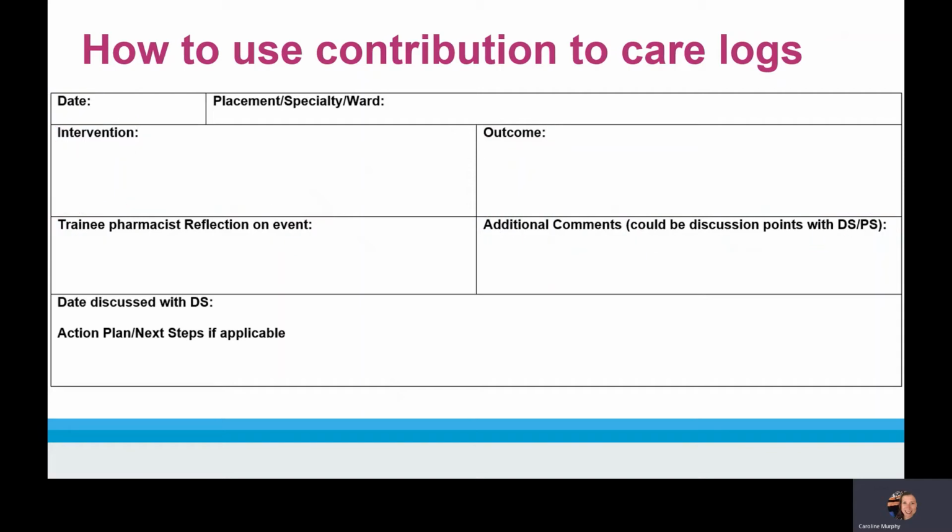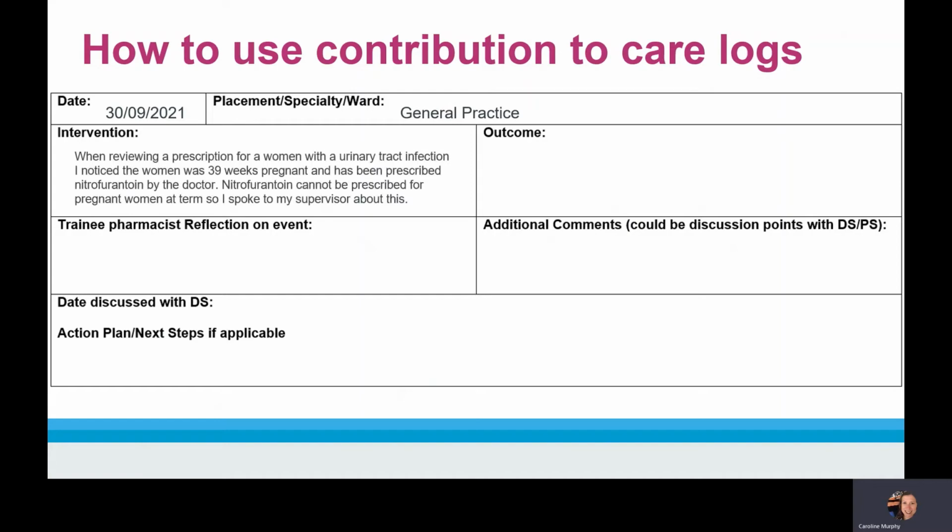For example, today's date is the 30th of September 2021. The trainee is on a general practice placement. They have been reviewing a prescription for a patient, a woman with a urinary tract infection, and they notice that she is 39 weeks pregnant and has been prescribed nitrofurantoin by the doctor. Nitrofurantoin cannot be prescribed for pregnant women at term, so they decide to speak to their supervisor about this.